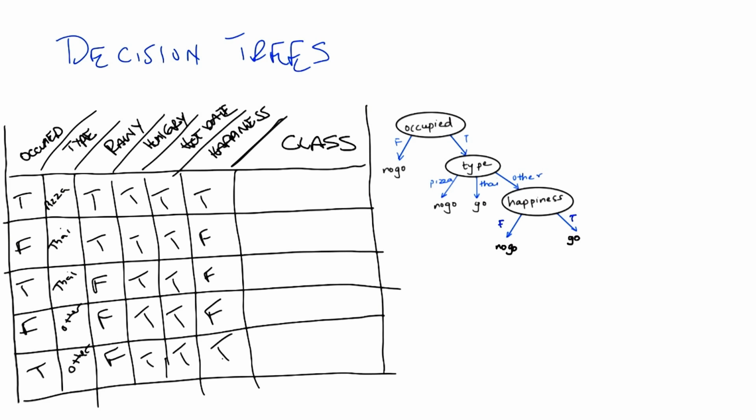On your left is a table which has 6 of the features that we've talked about: whether the restaurant is occupied or not, the type of restaurant, whether it's rainy outside or not, whether you're hungry or not, whether you're on a hot date, and whether the people inside look happy, and some values for each of those. What we would like you to do is tell us what the output of this decision tree would be in each case.